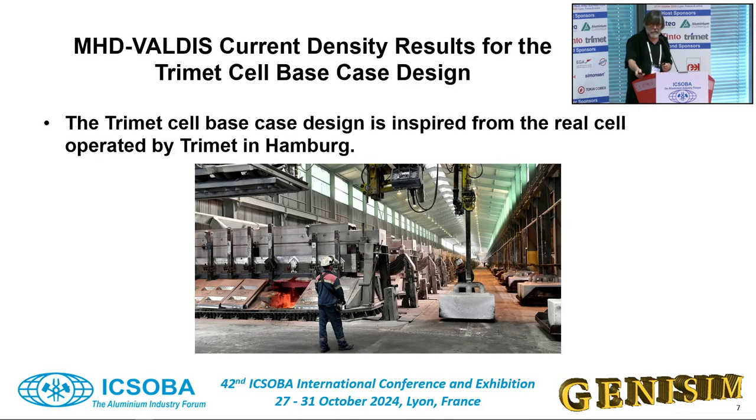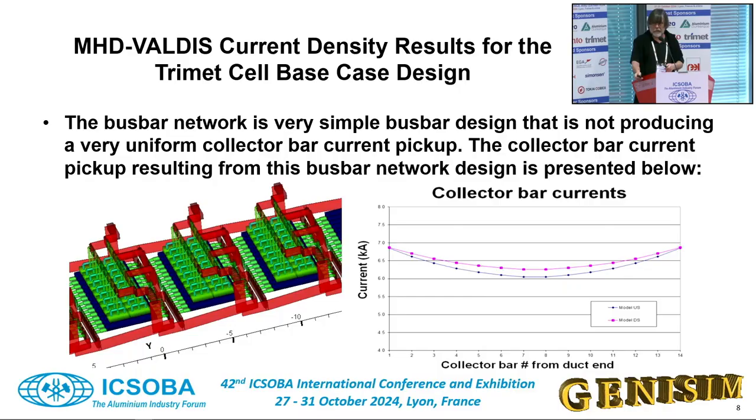So my example is the Trimet cell. This is Hamburg. I'm going to use this to illustrate the result. The first thing that is important to note is the bus bar. It was retrofitted from a Reynolds technology to add two side risers and remove one end riser. But the way it was done, it is producing this current pickup. It's not a uniform current pickup, so that's generating some Jx, horizontal current in the long direction of the pot.